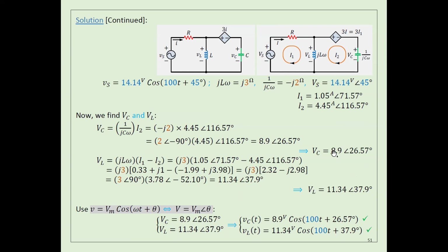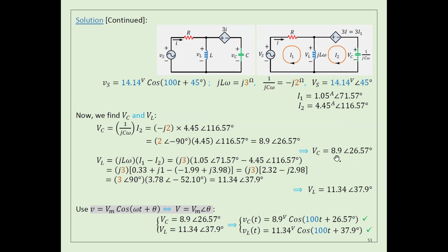Now, don't forget to convert. Sometimes you lose marks without any need. This is the way I grade it: for every step I put some points. So if you leave it in the complex domain and you forget to give it to me in the time domain, you will lose some points. It's not difficult.